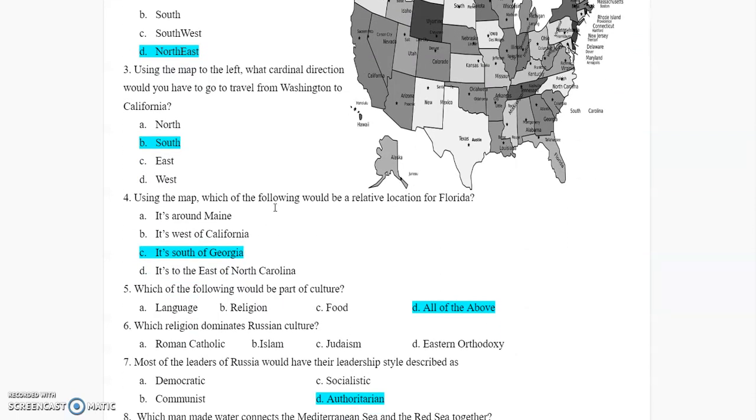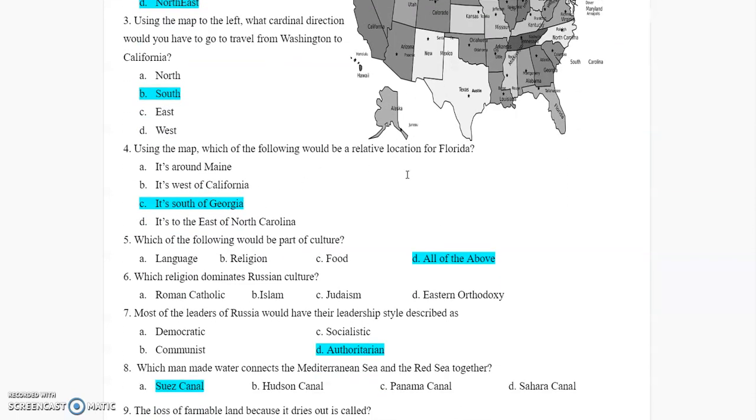4, again, we're looking at relative location, so we're using the map again. It wants to know the relative location of Florida, down here in the southeast part of the United States. It's not around Maine, it's not west of California, it's not east of North Carolina, but it is south of Georgia. So letter C.